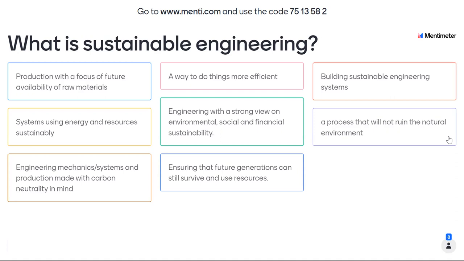Carbon neutrality is imminent. If you think about the Paris Agreement, we have about 7 years left. If we want to keep the warming below 1.5 degrees Celsius, at the current CO2 emission rates, we have about 7 years left, and then we would reach 1.5 degrees Celsius. And the projections regarding natural disasters are severe if we surpass 1.5 degrees Celsius. So, very important point as well, ensuring that future generations can still survive and use resources.